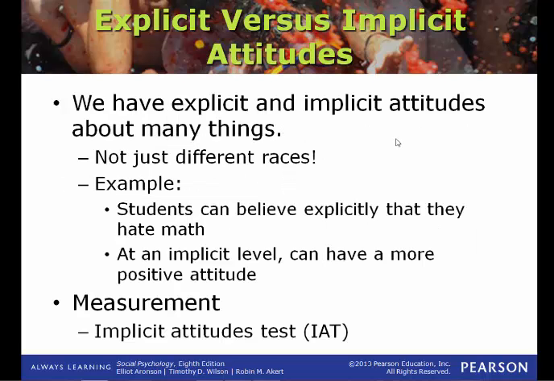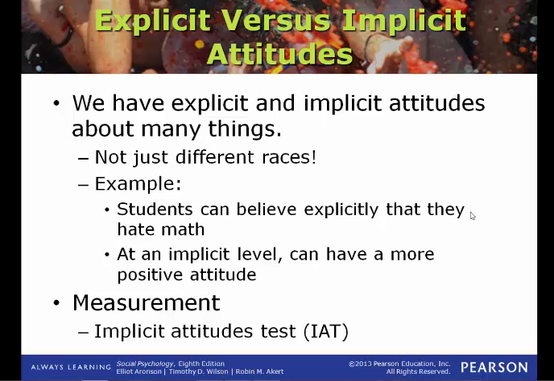It says we have explicit and implicit attitudes about many things, not just different races. A lot of the research on implicit attitudes has focused on feelings about different races, trying to understand implicit racism. We'll talk more about this later in the class when we talk about prejudice, but what they will do is flash different pictures of individuals of different races, and they will ask you to make some kind of determination very quickly.